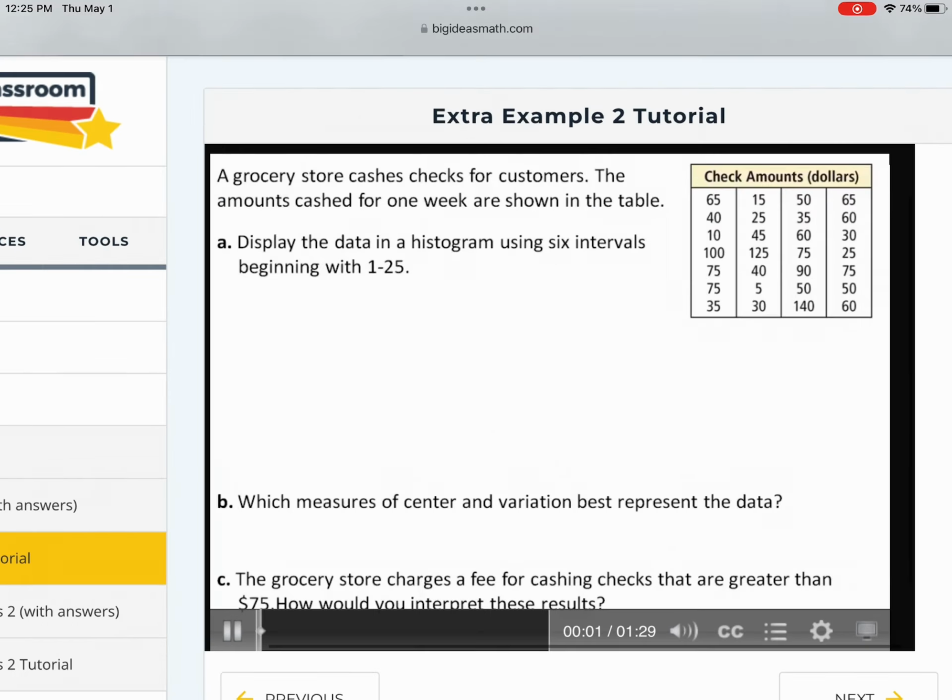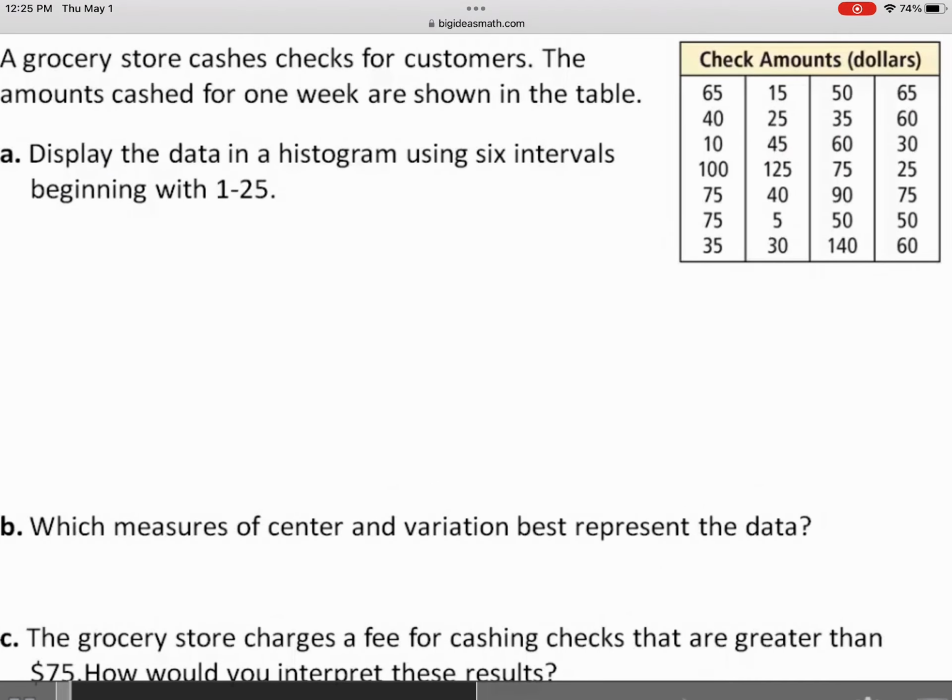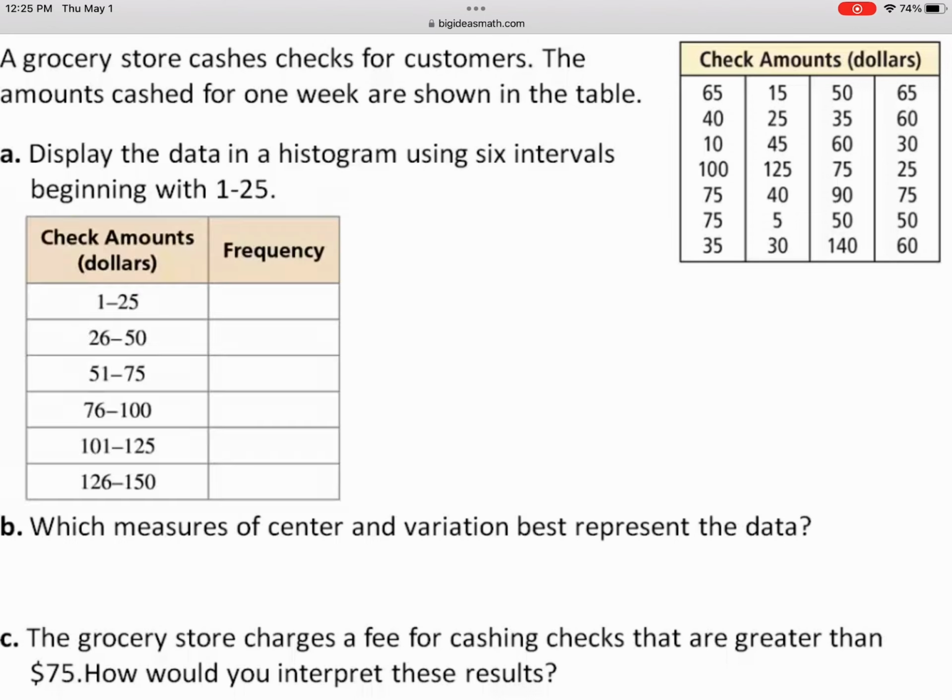A grocery store cashes checks for customers. The amounts cashed for 1 week are shown in the table. Part A. Display the data in a histogram using 6 intervals, beginning with 1 to 25. First make a frequency table using the described intervals.